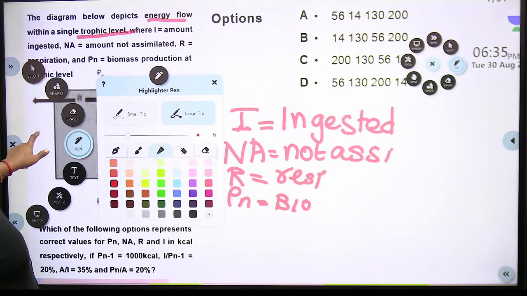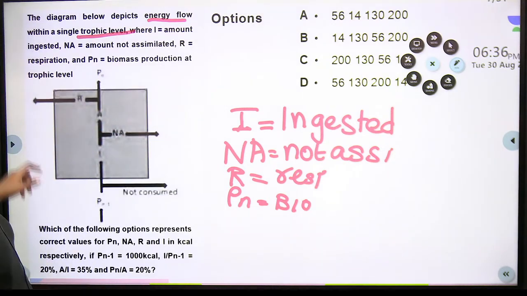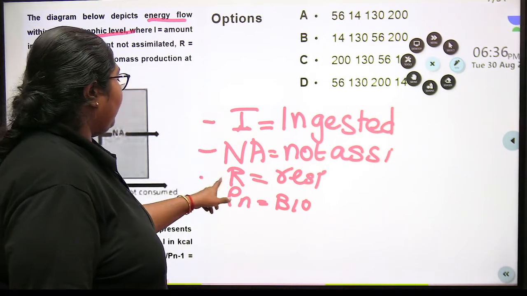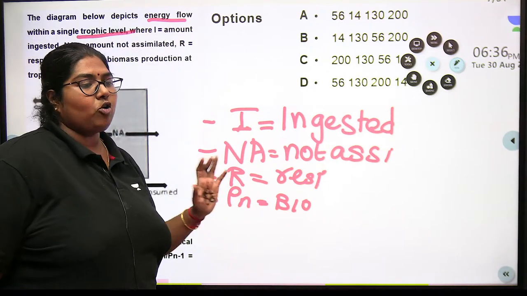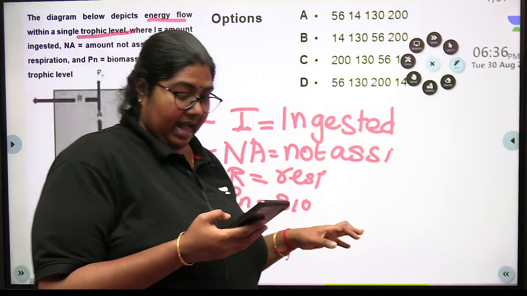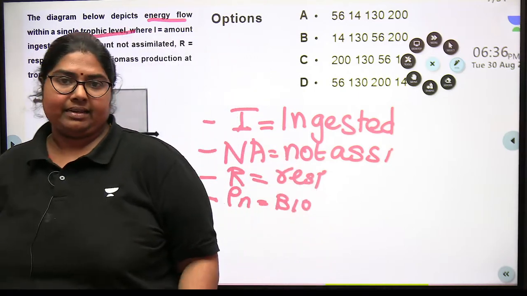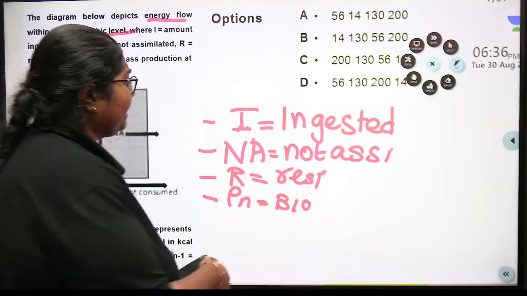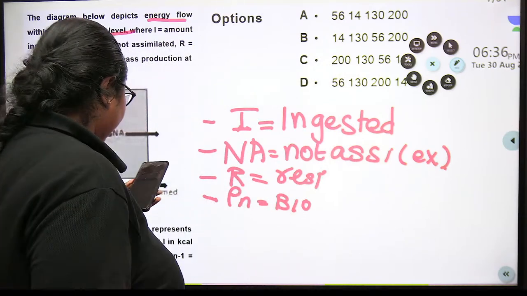So, shall we now read this question in a better manner? Come on, everybody in this class should try with this question. They have given that I is ingested, Na is not assimilated, R is respiration. Respiration is like an expense, like your tax. And Pn is going to be the biomass. Assimilation means eating, what you are assimilating inside. Excretion is the not assimilated part. Got it?